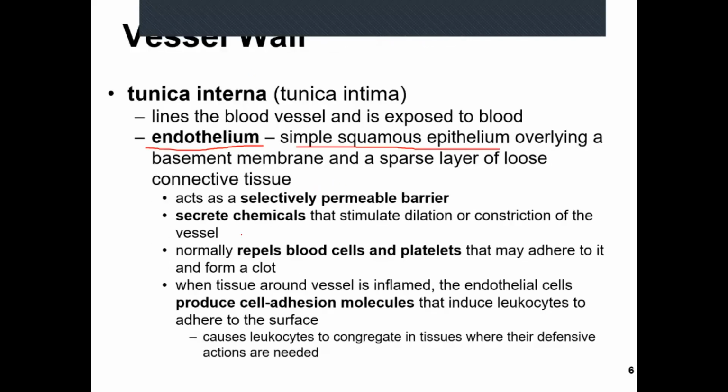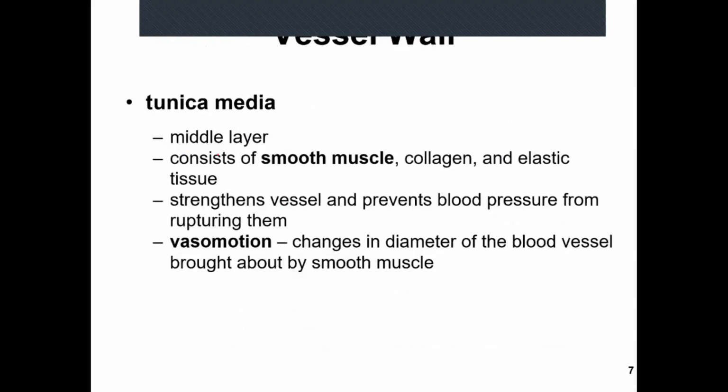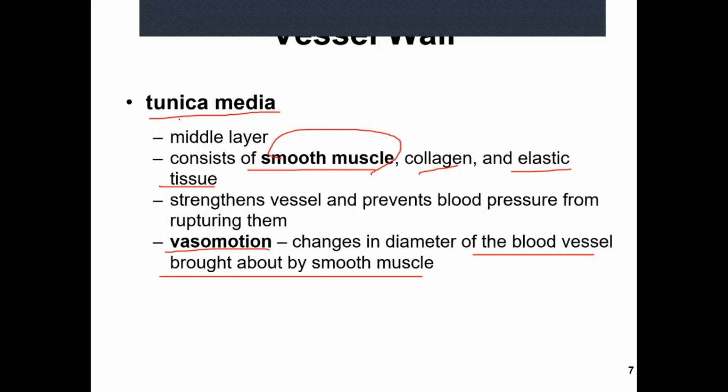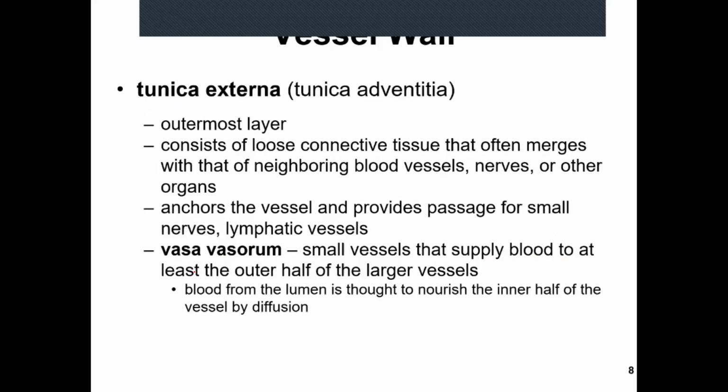Tunica, you read everything about the more detailed themselves because we haven't time again. Tunica media, mostly it's smooth muscle. It's smooth muscle, collagen, and elastic tissue. It depends on the type of the vessel, but mostly it's smooth muscle. It's the middle tunica inside the vessel, and changes in diameter of the blood vessel are brought about by the smooth muscle because of this tunica media. If you have tunica media, this vessel can contract. For example, capillaries are absent of tunica media, capillaries can't contract.